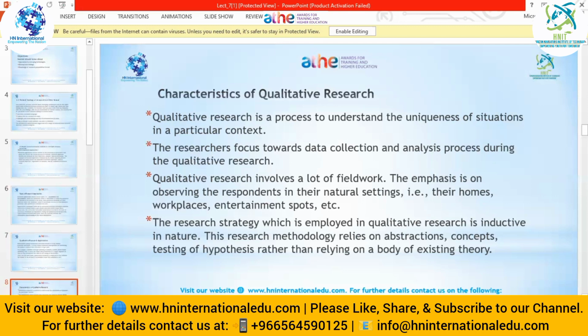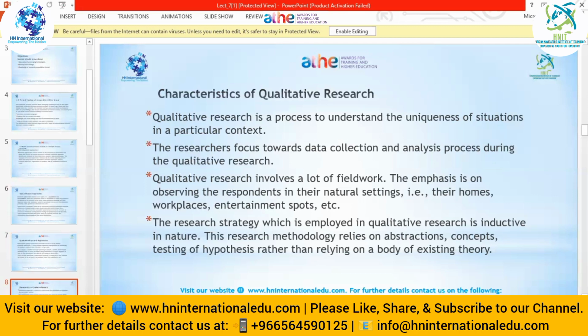Then the research strategy which is employed in qualitative research is inductive in nature. This research methodology relies on abstractions, concept testing of hypotheses, rather than relying on a body of existing theory. What is our research strategy? Before starting the research, we have some goal, like what are we researching? What is the main reason, or what is the main point we are focusing on? So we have to first build a strategy to find out the quality of something.